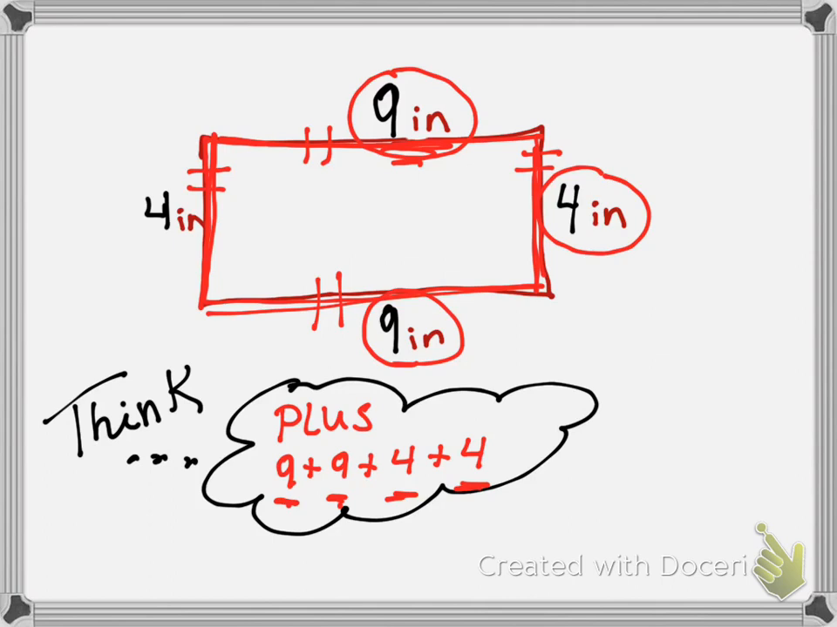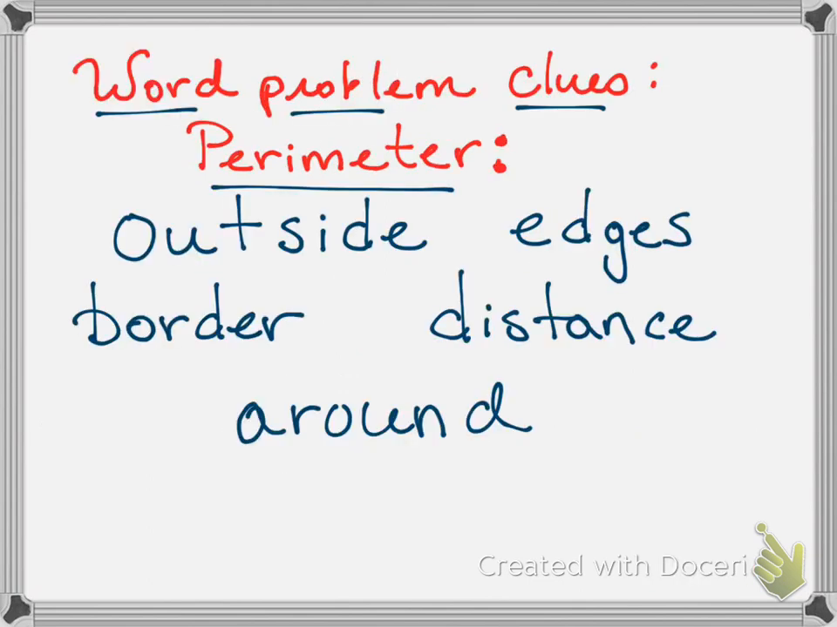We could also say 9 plus 4 in parentheses times 2. This is the distributive property. We could do 9 plus 4 is 13 and times it by 2 because we have 2 sets of 9 and 2 sets of 4, and this will equal 36 inches.